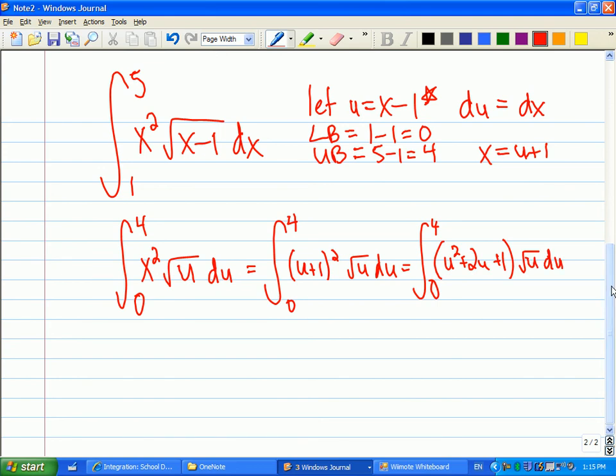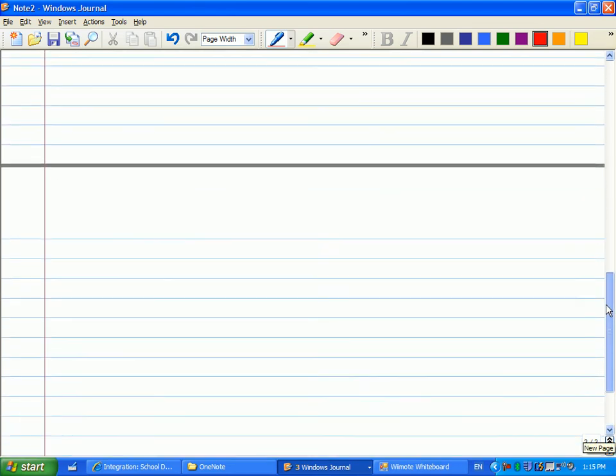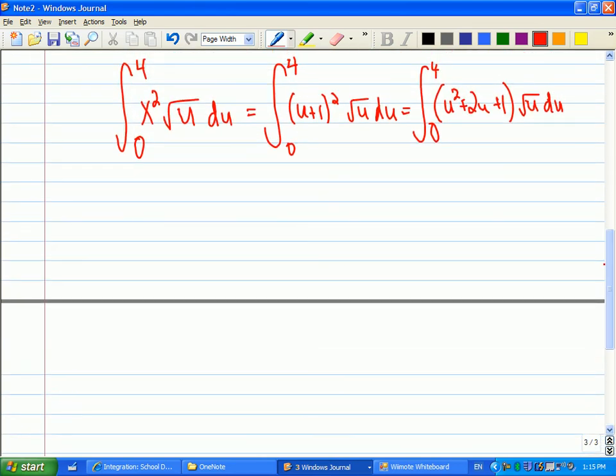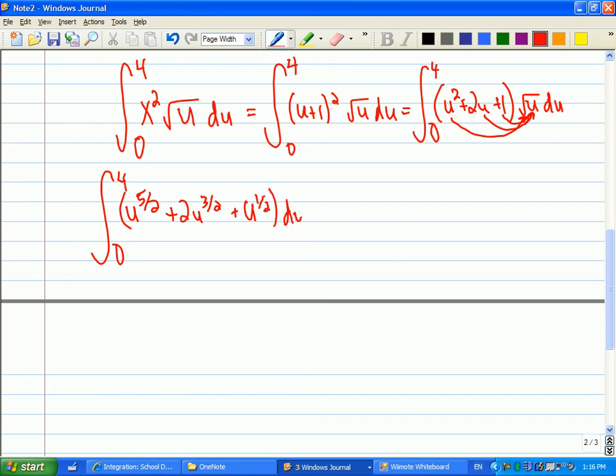Then I distribute it. So if I got 2.5, that'll be 5 over 2. 1.5 will be 3 halves. And 1, so that'll just be what it was before. So that'll be u to the 1/2. So at this point, I'm ready to just use the power rule and integrate them.